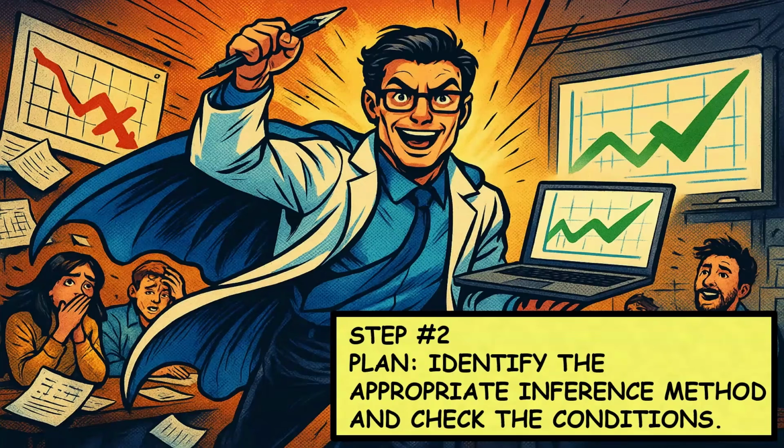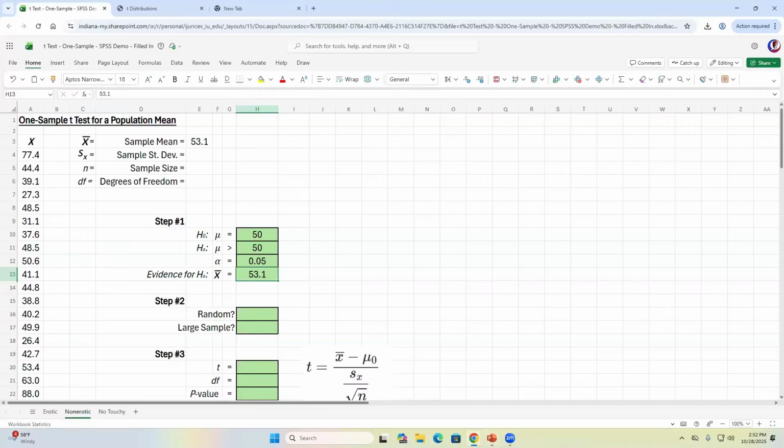Now, if I pasted this data into SPSS and I told it to do an independent means t-test, SPSS would do it. It wouldn't say, hey, are you sure? Maybe we shouldn't be doing that. So step two is still all on you. Step two is still something that we need to do. Identify the inference method. So we decide on that one sample t-test and then check the conditions.